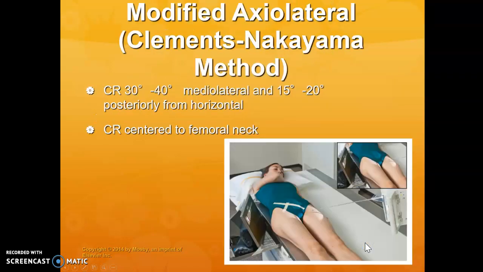The modified axiolateral method, we call it the Clements-Nakayama method. This is done for bilateral hip fractures. So if they have broken both hips, and obviously they can't lift a leg up and out of the way to do a cross table.